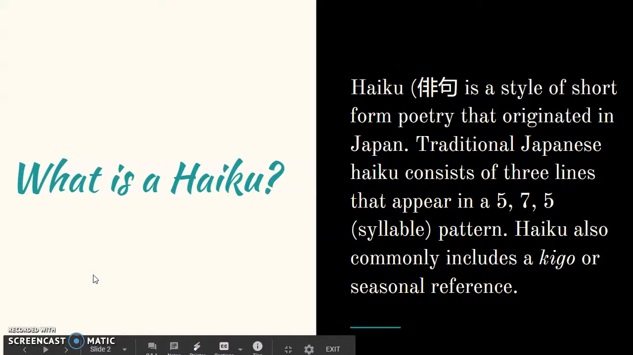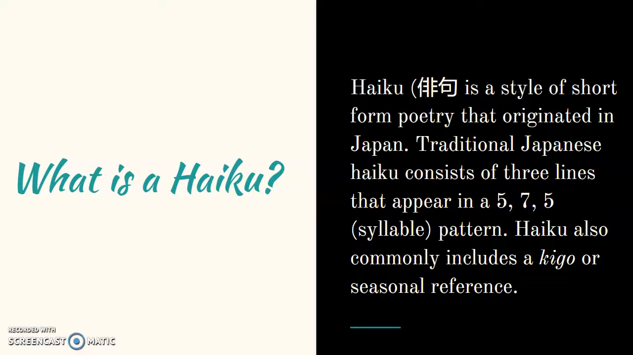So what is a haiku? Haiku is a style of short-form poetry that originated in Japan. Traditional Japanese haiku consists of 3 lines that appear in a 5-syllable, 7-syllable, 5-syllable pattern. Haiku also includes a kigo, or a seasonal reference, meaning that most of the time haiku talks about either an event or a scene or something about nature.